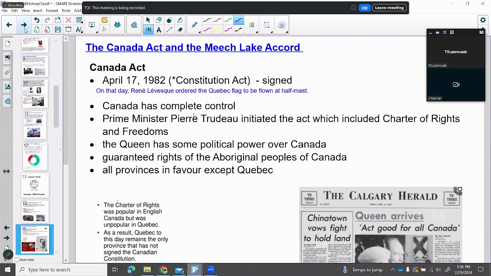Excuse me. So the Canada Act and the Meech Lake Accord. So Canada Act, this happened on April 17th, 1982. It was also referred to as the Constitution Act. Let me just pull it up here.